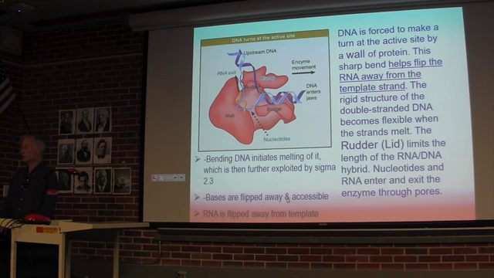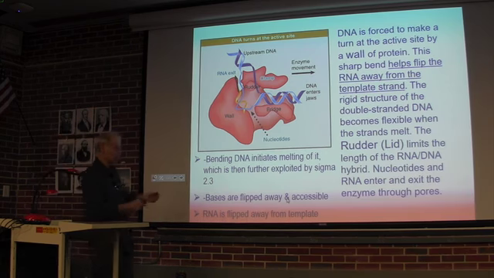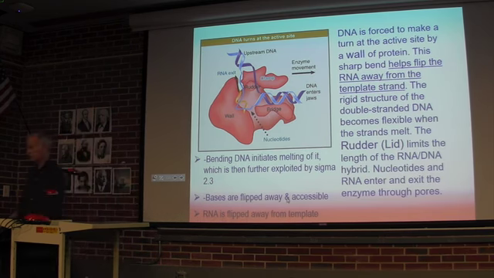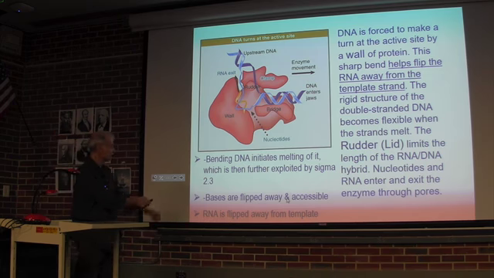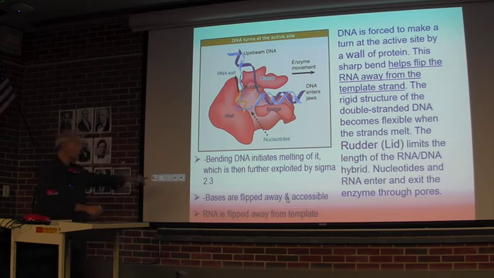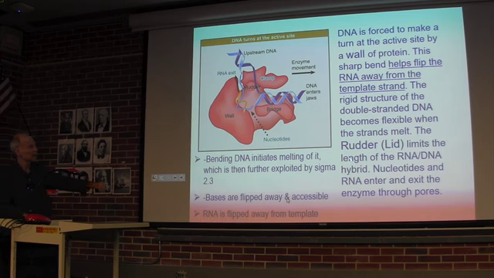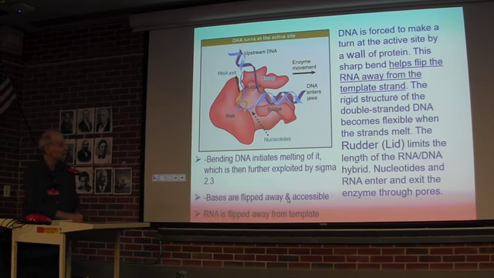DNA is forced to make a turn at the active site by a wall. This helps flip the RNA away from template strands, so it's part of tearing the transcript away from template, something you would not see happening in a DNA polymerase. You wouldn't have that strong bend. It also facilitates the melting, you'll see down here. Yep, I'll get the hang of this pretty soon. The melting down here, and the flipping, all of this bend does lots of stuff.